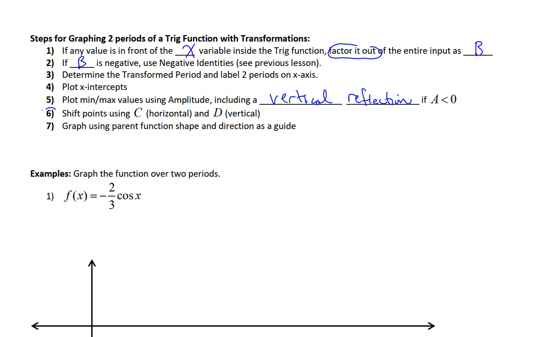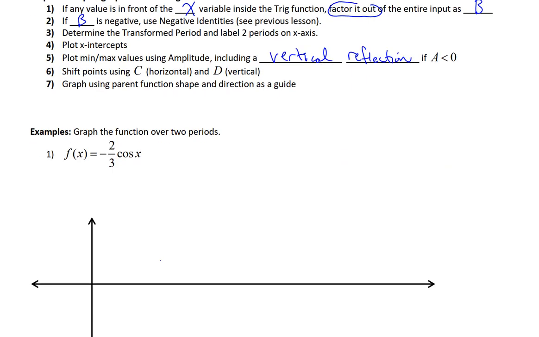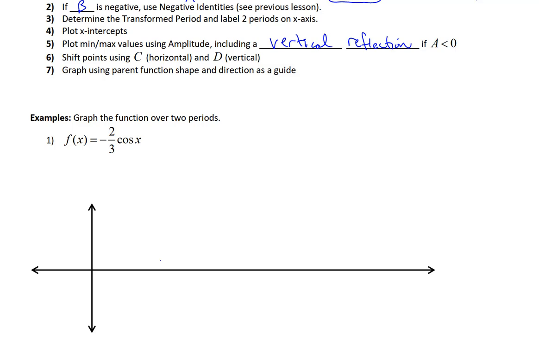Next, we will shift points using c. So this is where we called c a phase shift or horizontal translation, or a vertical translation, which shifts up or down, that will be next. And then we'll simply graph using the parent function shape and direction as a guide.